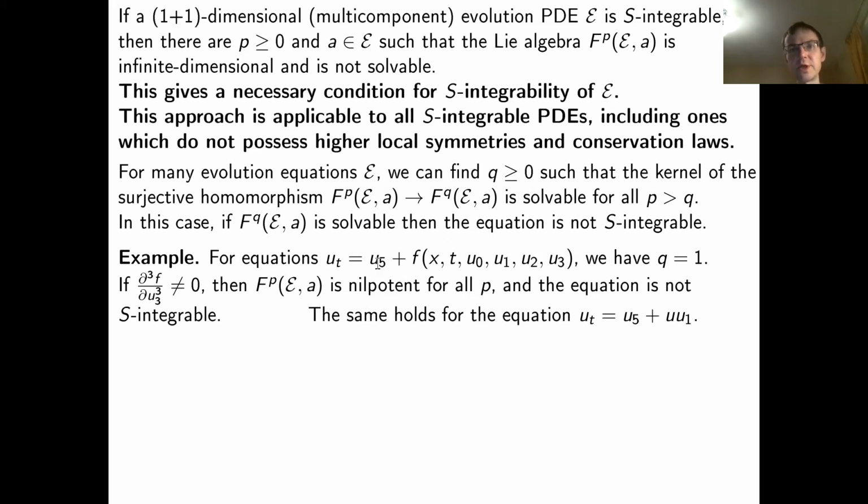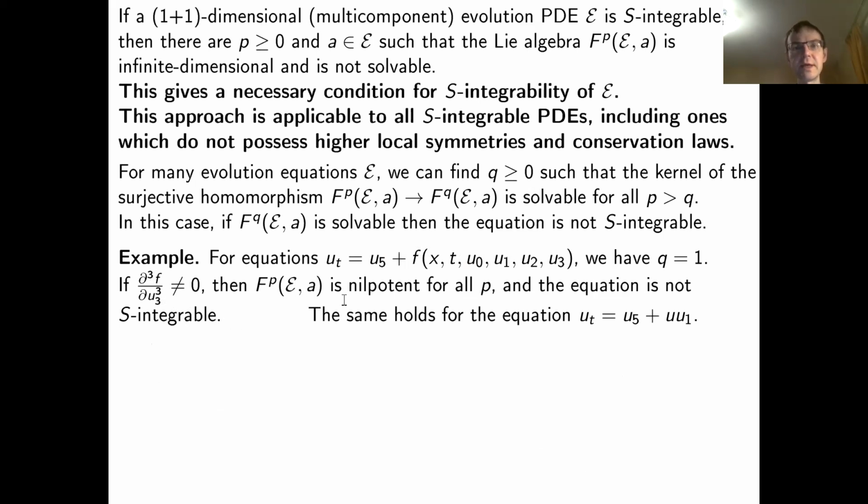And now an explicit example. Consider this family of equations. We have here Q. It can be shown that one can take Q equal to 1 here, and as a consequence, one gets the following result. Here we have an arbitrary function f. If the third order derivative of f with respect to u3 is non-zero, then this algebra is nilpotent for all p, and the equation is not S-integrable.